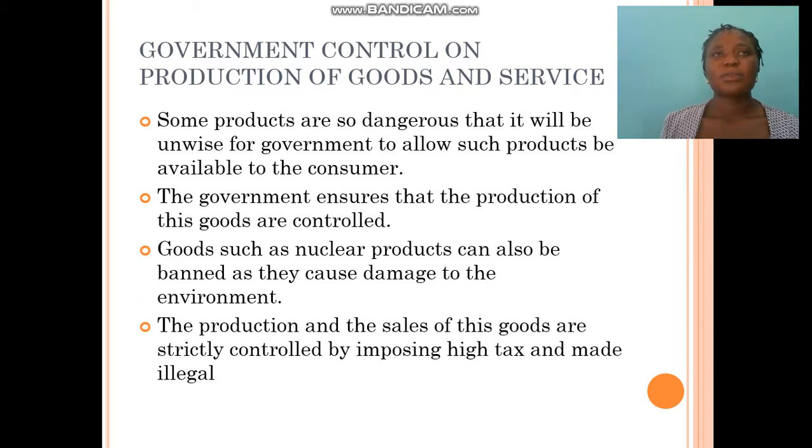The government does not allow people to produce or harvest this, as it is very harmful, and up to this date it is still illegal in our country. Goods such as nuclear products can also be banned as they cause damage to the environment. The production and sales of these goods are strictly controlled by imposing high tax or made illegal. A good example of goods on which they impose high tax is cigarettes and alcohol.